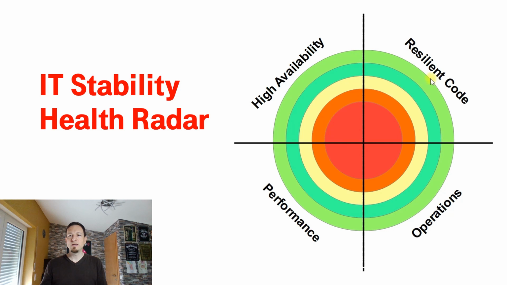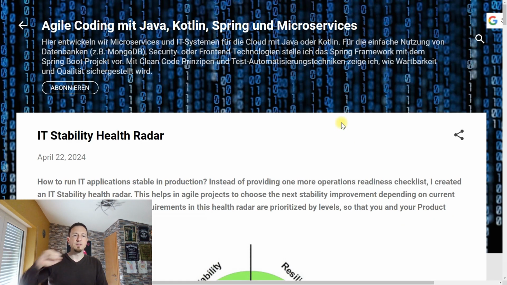Our last category is resilient code. That is really for the developers to take care of those non-functional requirements while you are building your system, and therefore make sure that you can deal with exceptional cases. The resilient code is also the topic where I want to dive deeper, and therefore I will switch now to my blog article. I will link it in the description.